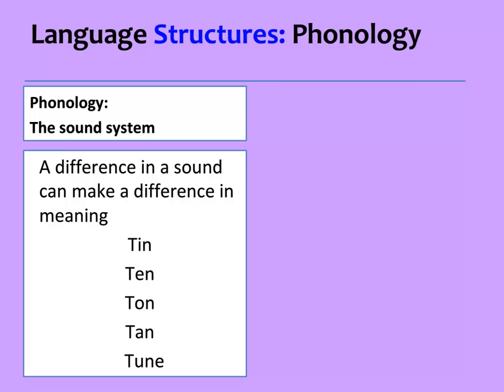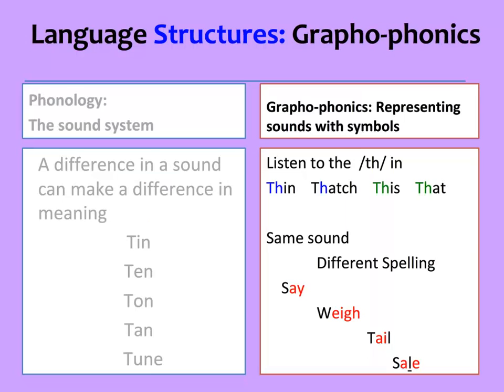For instance, every language or dialect has a unique and finite set of sounds, which is referred to as phonology. Sounds are important because a difference in a sound makes a difference in the meaning. To a native English speaker, the words tin, ten, ton, tan, and tune are distinct. A second language learner may not hear the difference in the vowel sounds.